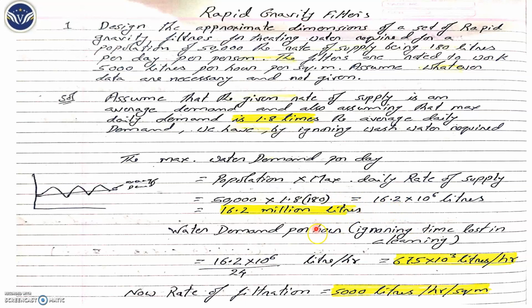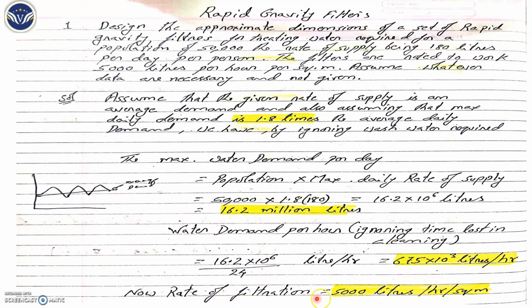This has to be converted into an hourly demand, because your rate of filtration has been given in liters per hour. So we divide this demand by 24, which gives 675 into 10 raised to 3 liters per hour. So you have converted this into an hourly basis demand.